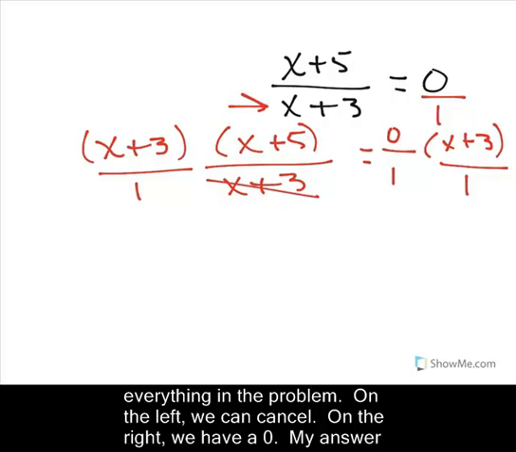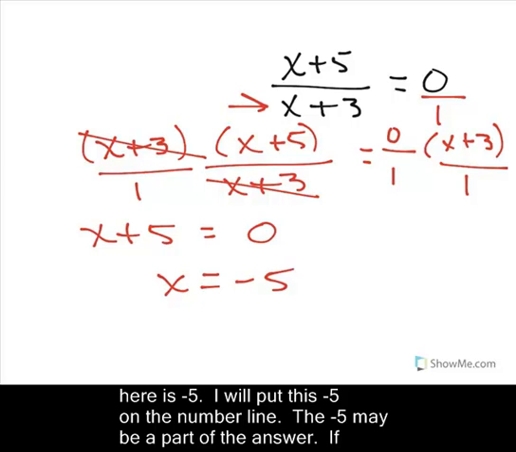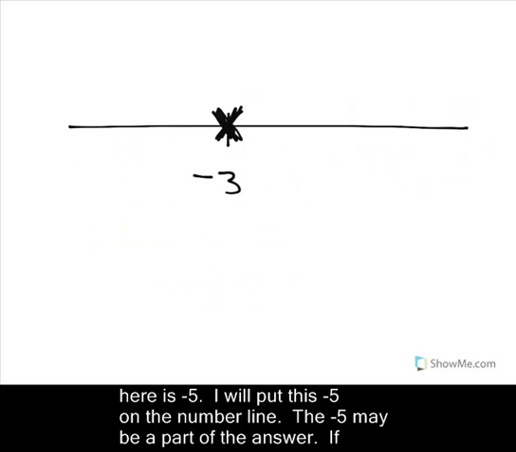And so on the left, it cancels out, that's why we do it. And on the right, 0 times anything is 0. So my answer here is -5. So that's the second part of this problem. I'm going to take my same number line that I had before, and I'm going to put -5 on it. Now, -5 may or may not be a part of this answer.